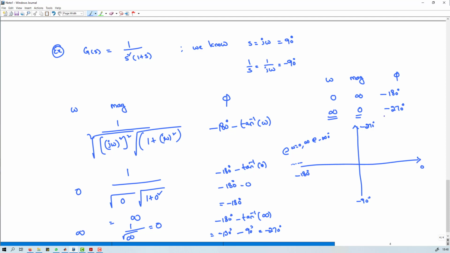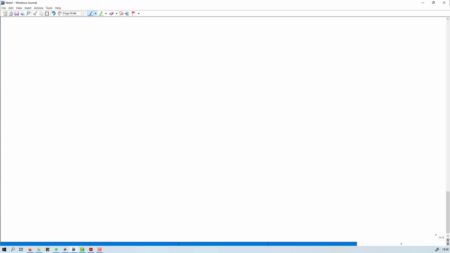And how is it traveling? It is traveling toward 0 magnitude with an angle of minus 270 degrees. So where is minus 270? That is where it will end up, here. The plot starts at omega equal to 0 and ends at omega equal to infinity. This is the simplest way to represent the polar plot.